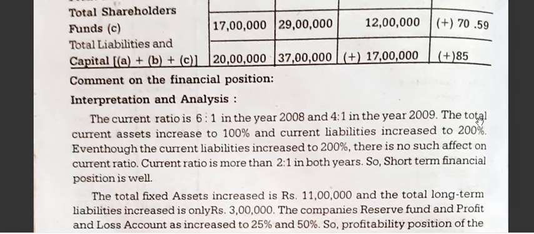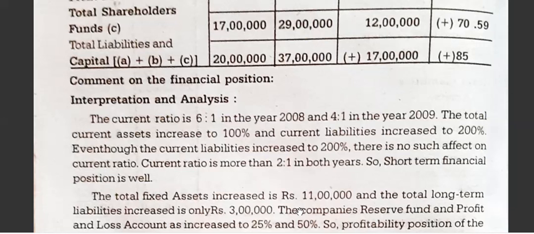The ratios are given. The total current assets increased by 100% and total current liabilities by 200%. Even though the current liabilities increased by 200%, there is not much effect on the current ratio, because the current ratio is more than 2:1, which is good. Usually first you compare the current assets and the current liability and find out the ratio. If the ratio is 2:1, then it is good. Even though your liabilities are increased, the ratio is good because it is more than 2:1.